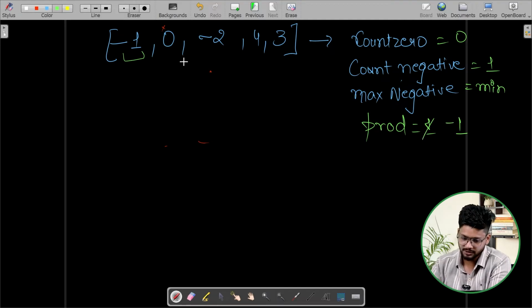Okay, so firstly we have this number. Now we have a 0. If we have a 0, we just have to increase the count of 0. We don't have to include it in the product, because 0 will make your product 0.